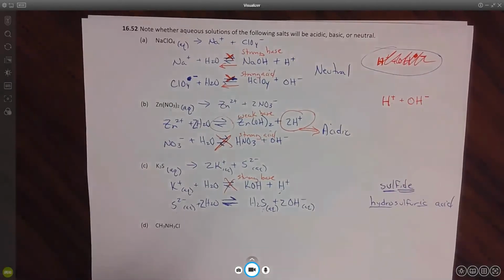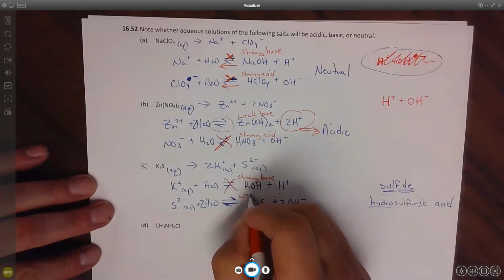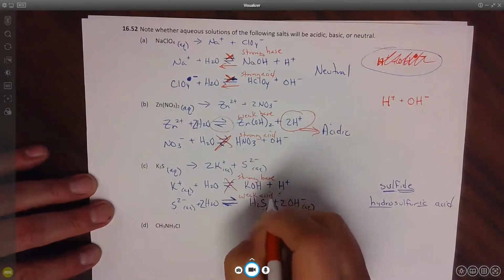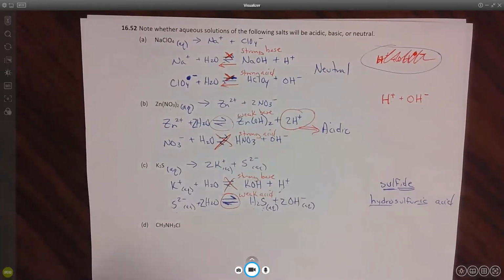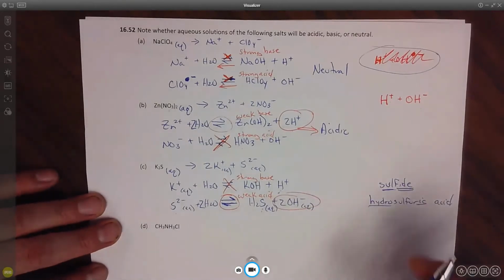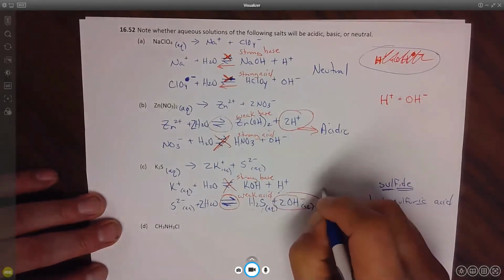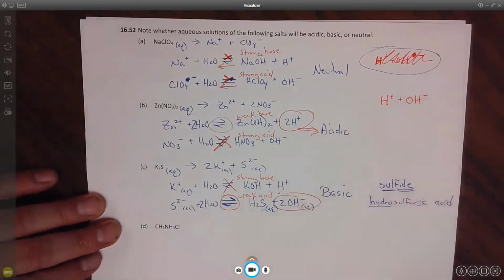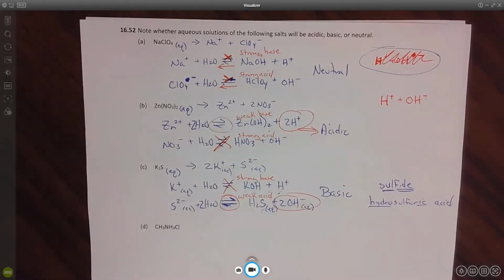Is hydrosulfuric acid a weak acid or a strong acid? A weak acid. It is a weak acid, which means this equilibrium will occur. And so is this solution going to be acidic, basic, or neutral? Basic. It is going to increase the hydroxide, so this solution is going to be basic. Make sense? Yeah.